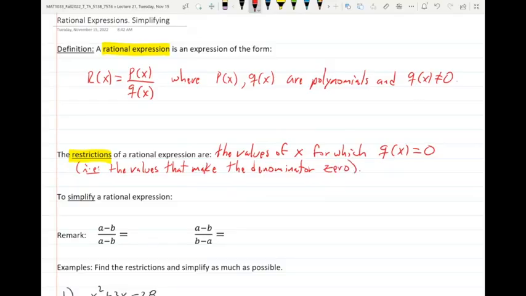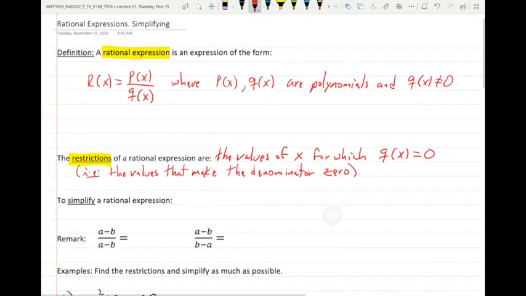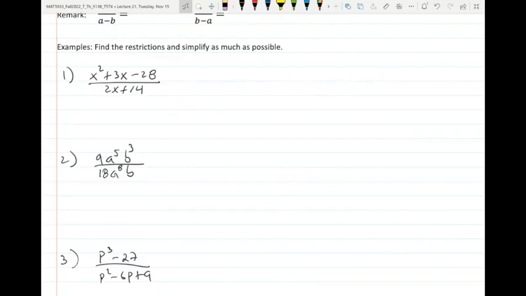All right, so just keep in mind that when you're looking at a rational expression, you need to understand that the expression makes sense as long as the variable x, or whatever the letter is for the variable, is not one that will make the denominator equal to zero, because then it's undefined. Okay, are there any questions on what a rational expression is? Well, let me just show you some. So here are some examples, okay?